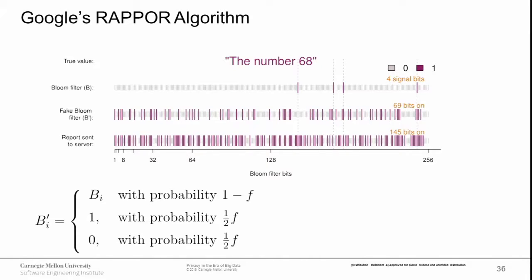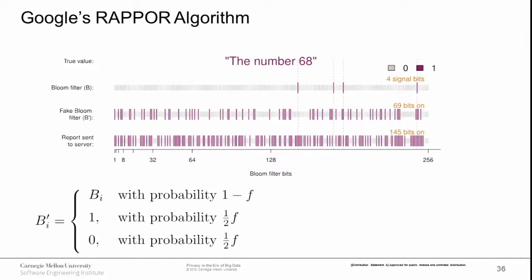Then we're going to generate a fake Bloom filter. This is our coin flip. So f is a tunable parameter. Notice if f is 1/2, then I report the correct answer with probability 1/2. And I'll say yes or no based on another coin flip.